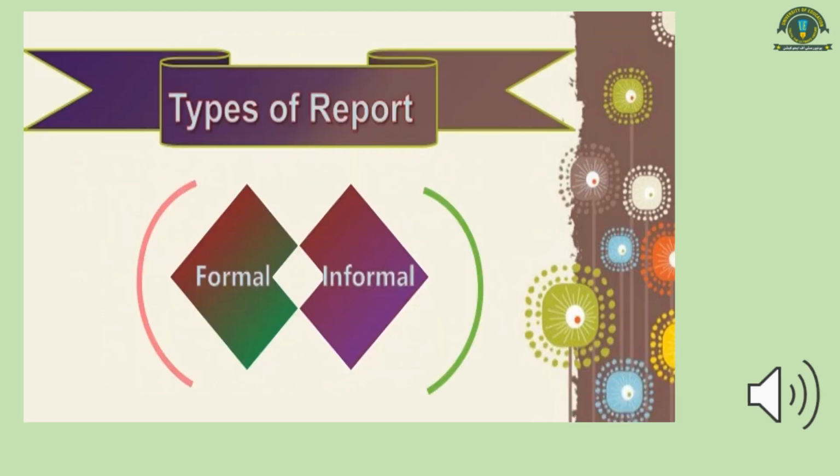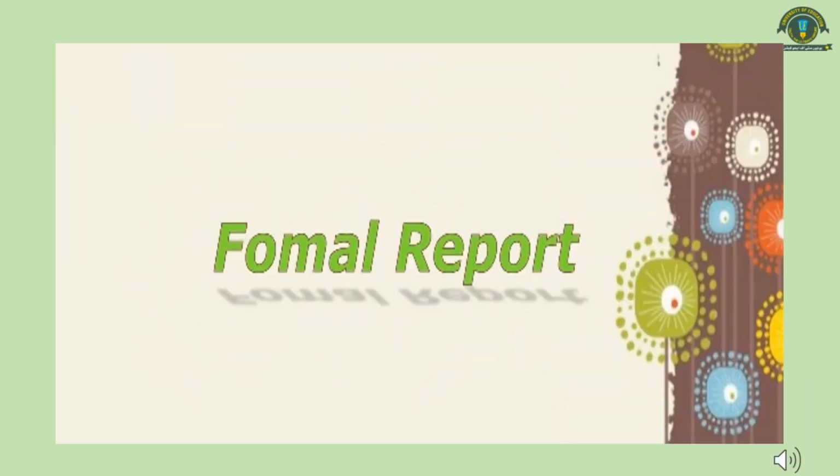Students, our today's second topic of discussion is types of report. There are two main categorizations of reports, or types. First is formal and second one is informal report. Further, we will discuss both these reports in detail. The first form of report is formal report. Let's have a look at this report in detail.